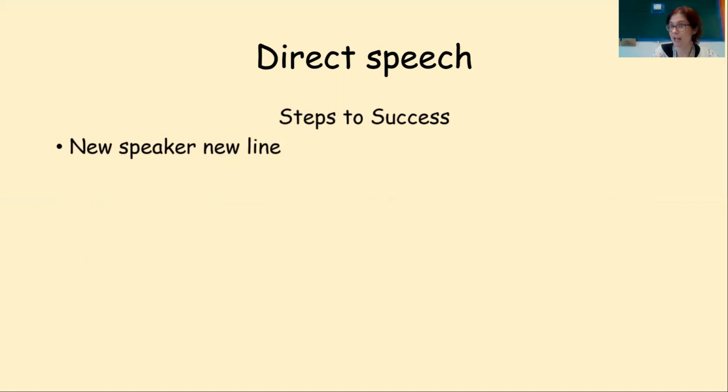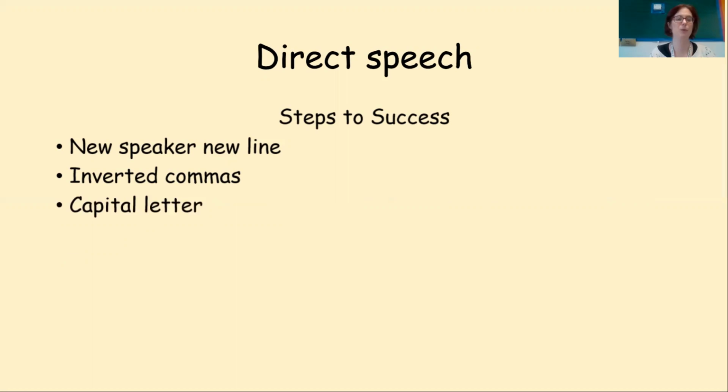So pretend I've got above that punctuation, then new speaker, new line. Inverted commas, so we start the speech. The first letter of the first word needs to have a capital letter. Brilliant. Then we need what the person said.